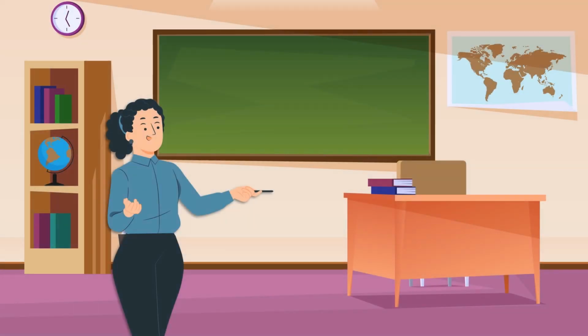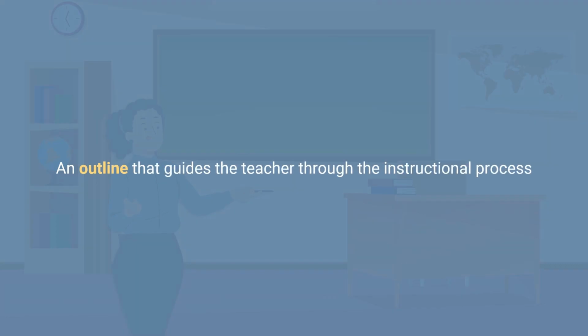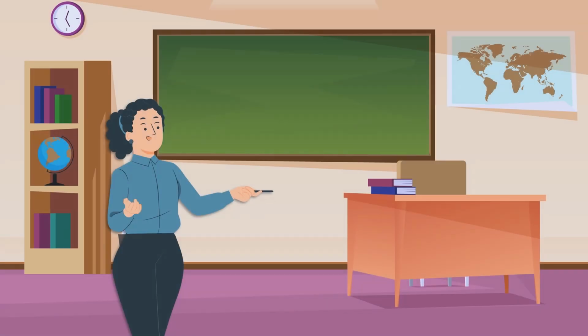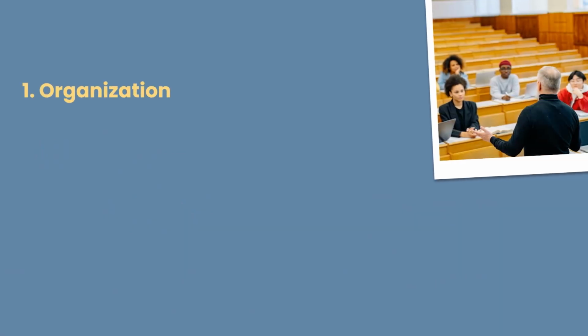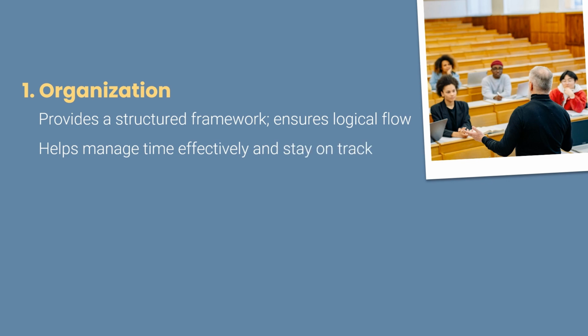A lesson plan is essentially a teacher's roadmap for a particular lesson. It's an outline that guides the teacher through the instructional process, ensuring that learning objectives are met. Like any roadmap, a lesson plan is important because it helps the teacher in the following. 1. Organization. It provides a structured framework for the lesson, ensuring a logical flow of activities. It helps teachers manage time effectively and stay on track.